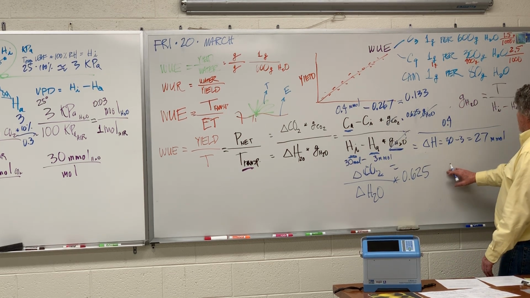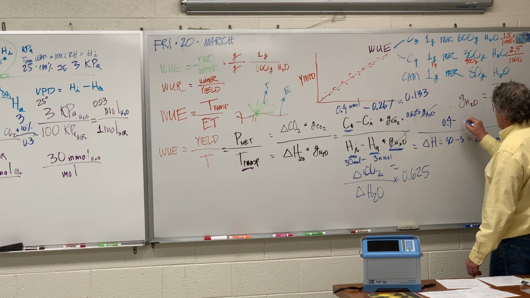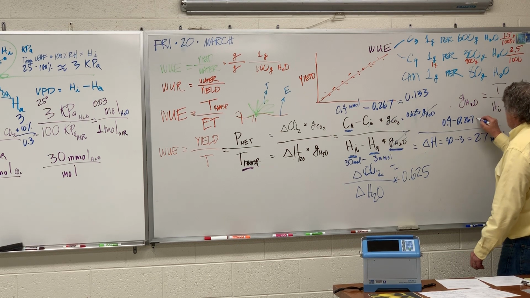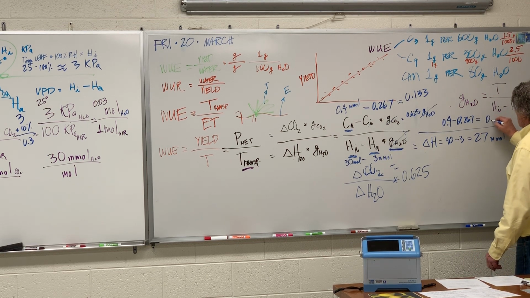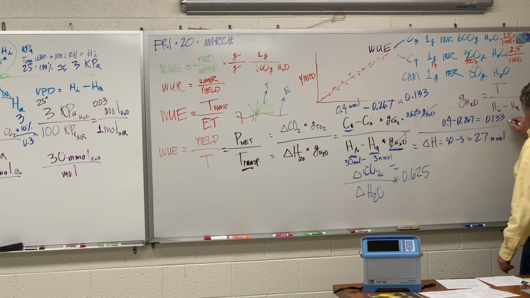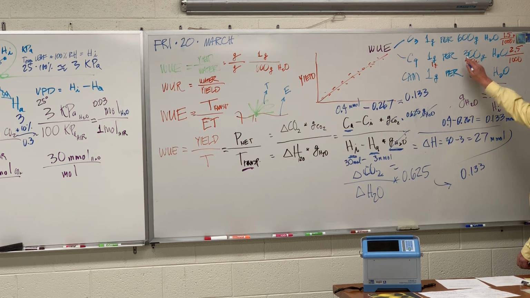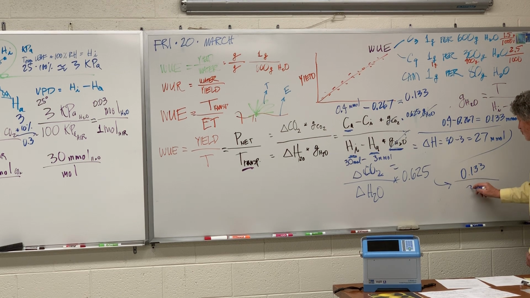Gotta leave room for... here we go. 0.4 minus 0.267 equals 0.133, and the units of this are millimoles per mole of air. So to take this down here, 0.133, we're almost here, over 27, but we gotta take this times 0.625.